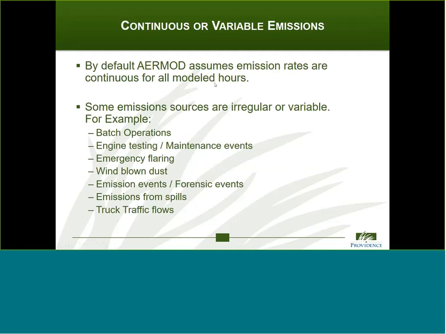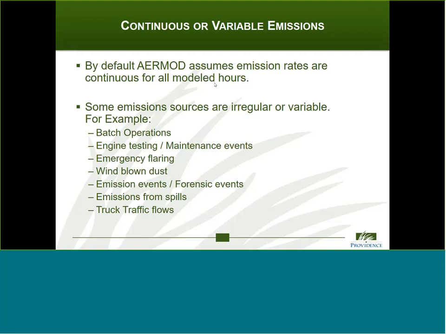So the question about using hourly emission rate files, the first thing you want to find out is whether your source has continuous or variable emissions. By default, AERMOD assumes all of your emission rates are continuous for all modeled hours. And if you're modeling for a permitting purpose, it makes sense that you'd want to assume that you're modeling your worst case emissions for every hour in the meteorology to come up with kind of a worst case impact. But not all sources of emissions operate on a continuous basis. Some of them have irregular emissions, some of them are variable.